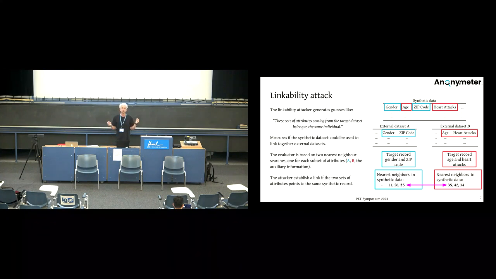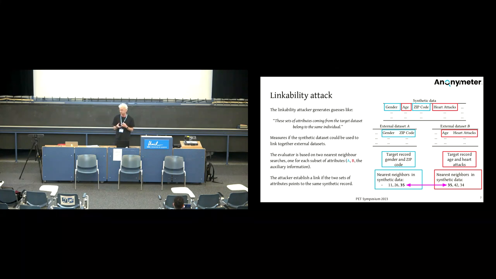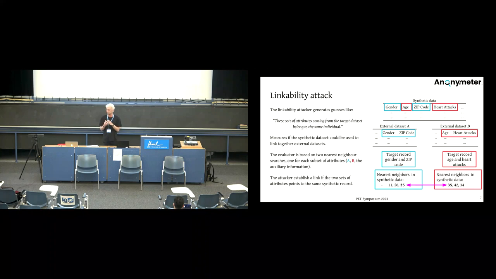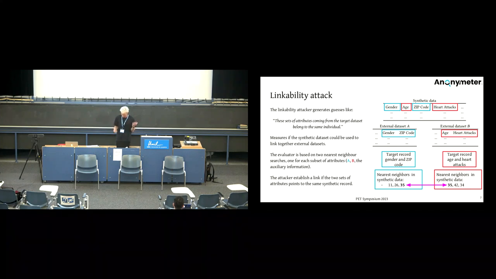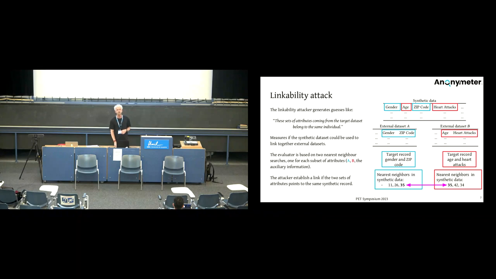By matching on this subspace in the synthetic data set, the adversary will try to see if these two partial records have the same nearest neighbor, the same synthetic neighbor, or whether the set of nearest neighbors contains the same synthetic record. If that is the case, it will consider the two records to be linked. So this will be the guess of the linkability attack.